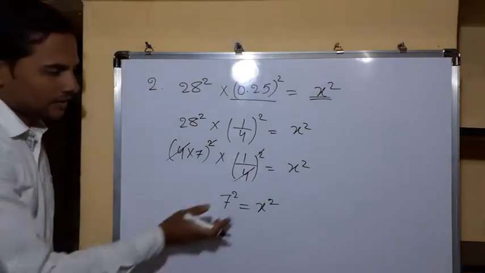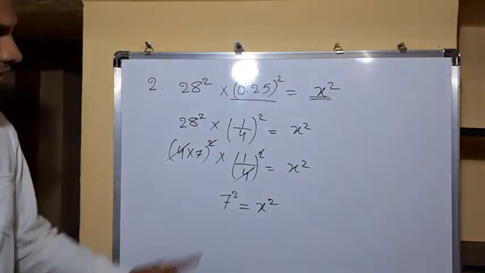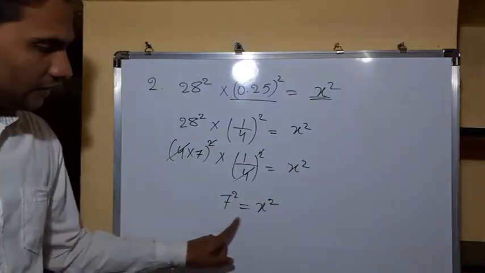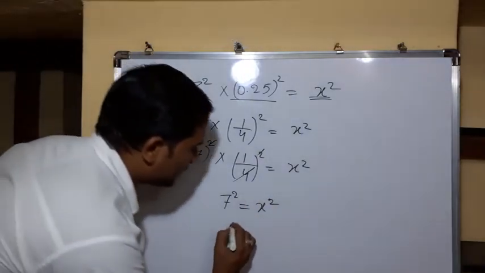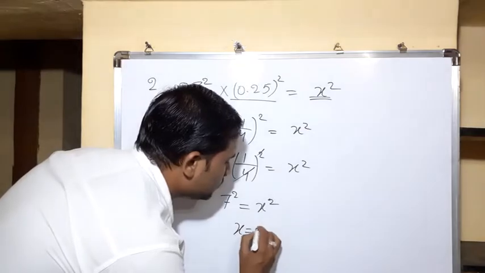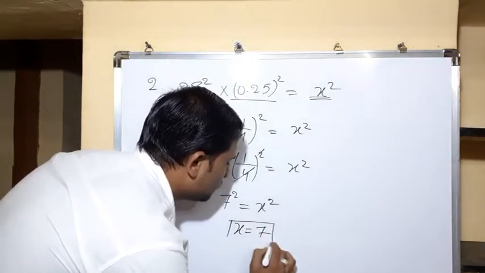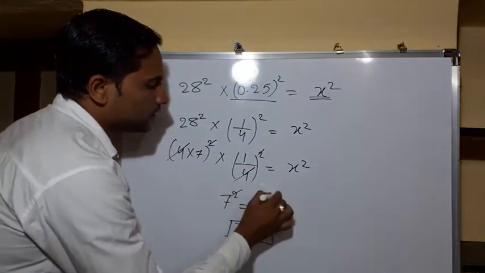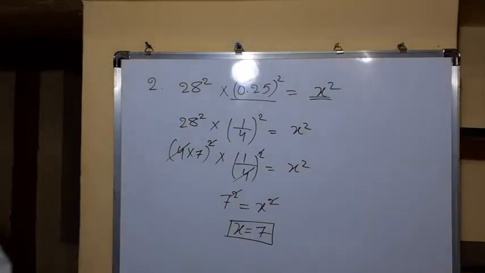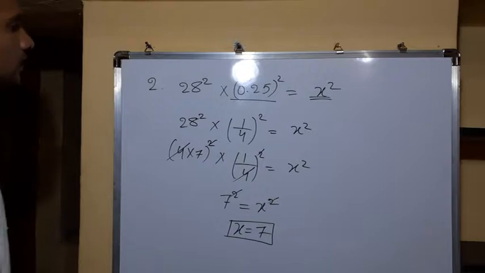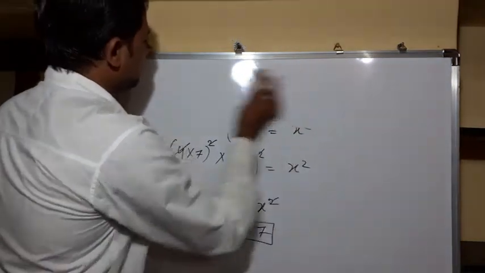Now what, friends? Again apply the law of indices. What does it say? If the powers are the same, we can equate the bases. So what is the answer? x is equal to 7. So cancel this power, you will get x is equal to 7. Understood, friends? Now let us move to the third example.